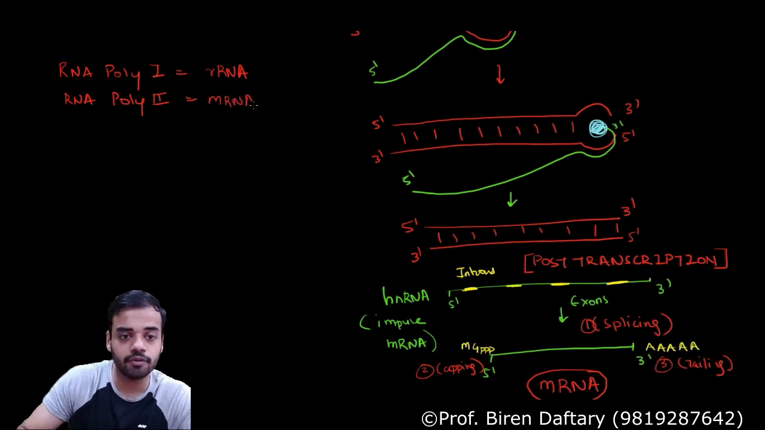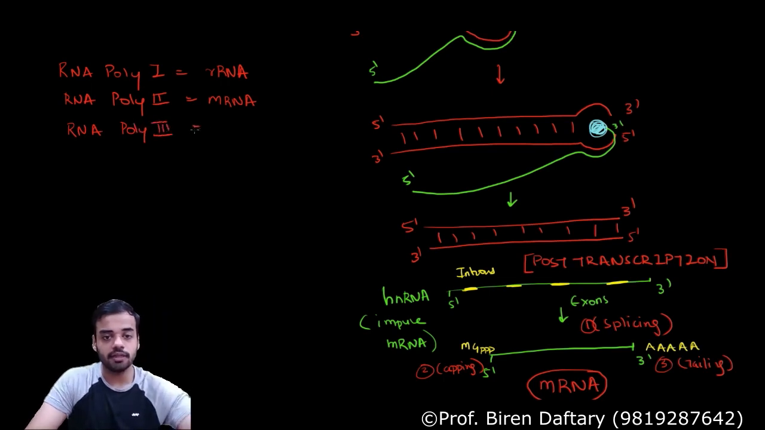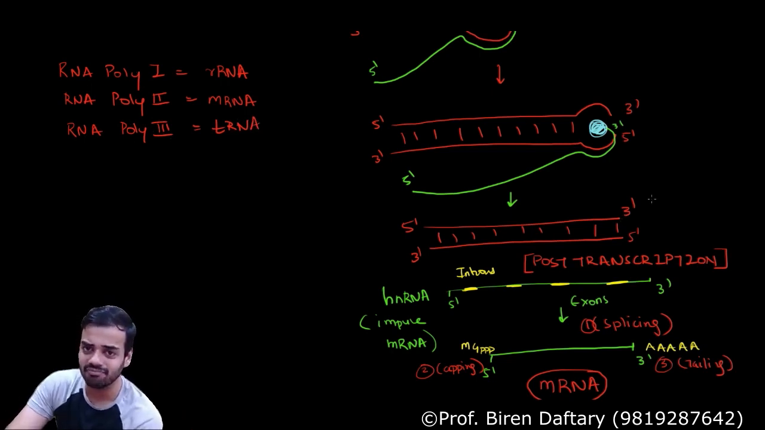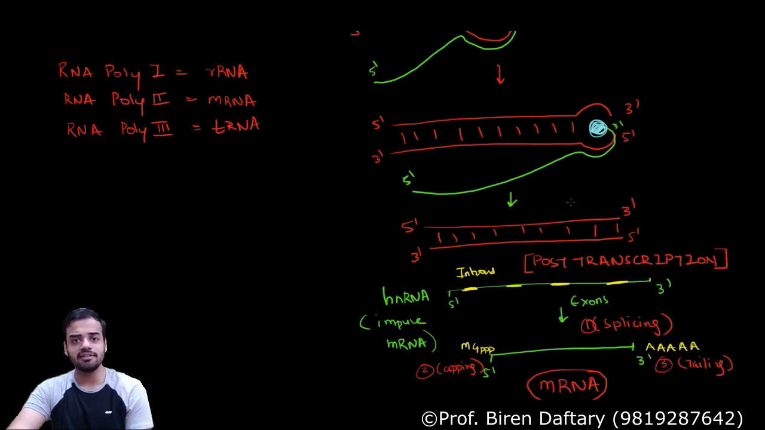And if the cell is using RNA polymerase 3, then it is going to be tRNA. Okay, so all these are DNA dependent RNA polymerase. All will be formed by the same method, that is transcription. Is this clear?